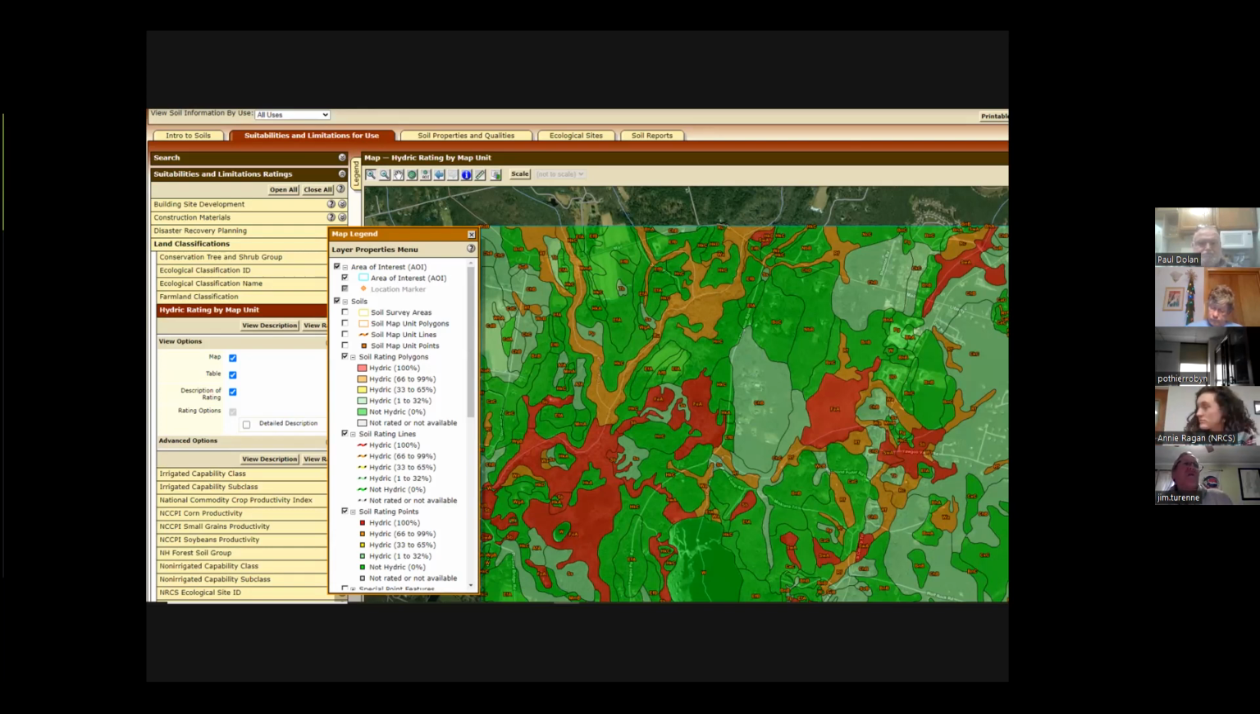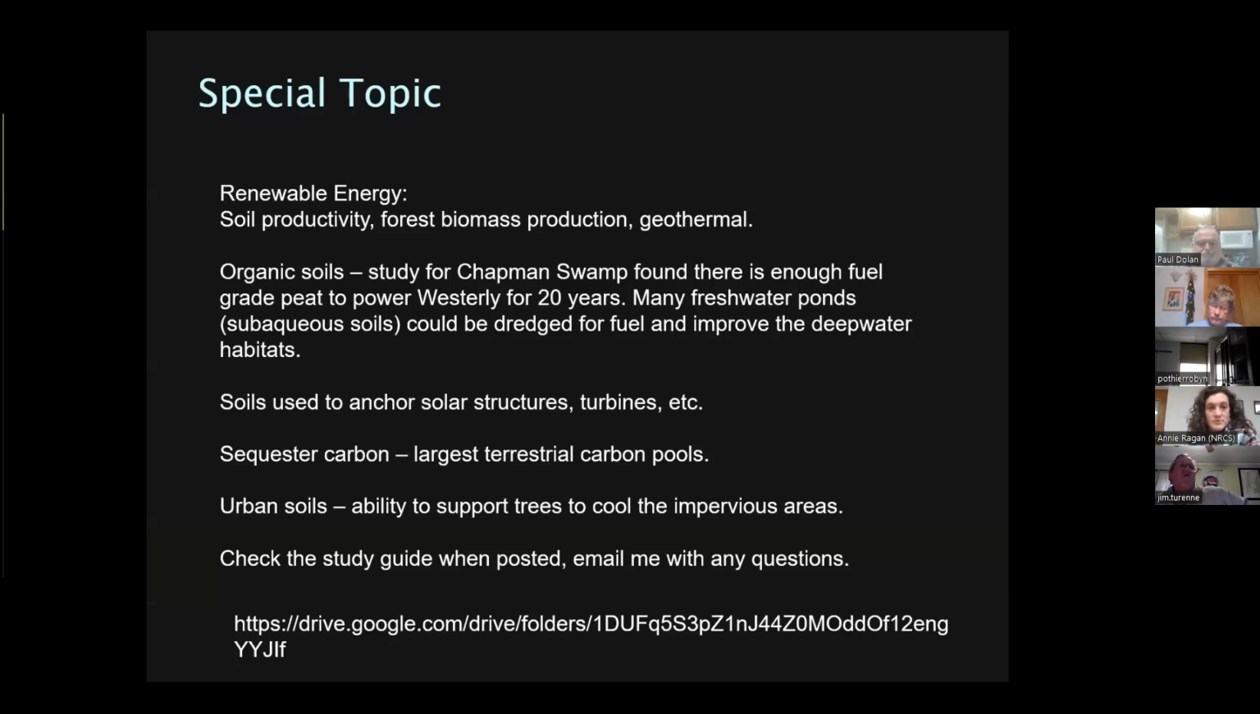This is just some slides on a special topic. Just trying to brainstorm. It's on renewable energy. So think about soil productivity. Is that soil well suited for forest biomass production?